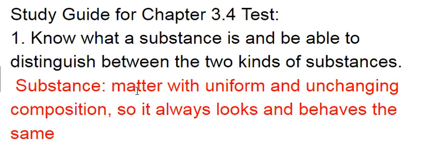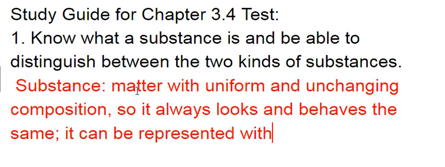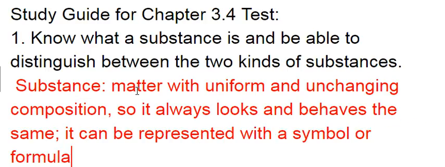So a substance, since it has a uniform and unchanging composition, can be represented with a symbol or formula. Salt water, we don't have a formula for salt water because you can have just a little bit of salt in water or you can have a lot of salt in water. Plus, if you just heat it up, the water goes away and the salt stays there. So that's what we call just a mixture.